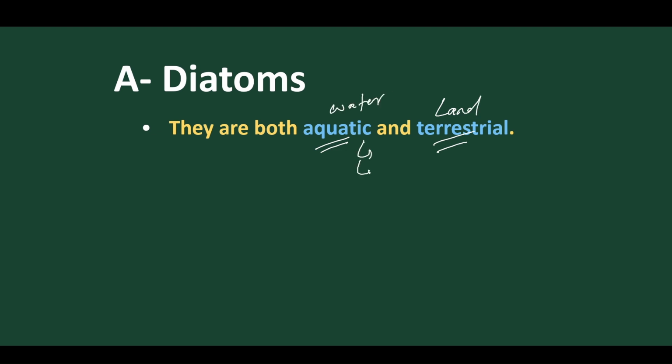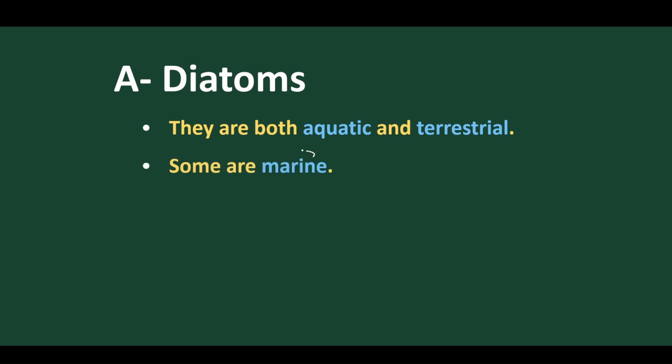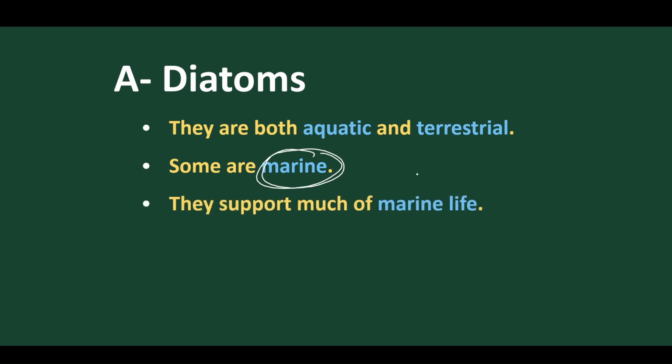And the water may be of two types. Either they are fresh water, or some are marine water, but most of them are marine. They are marine in nature because they support marine life conditions.